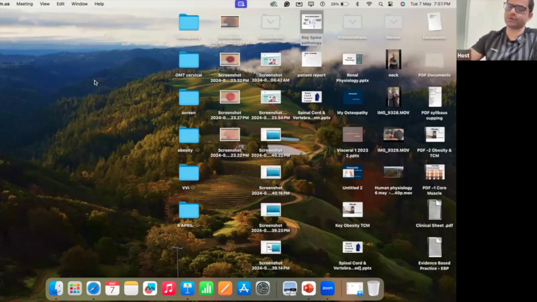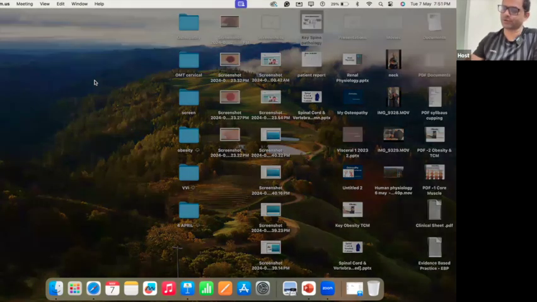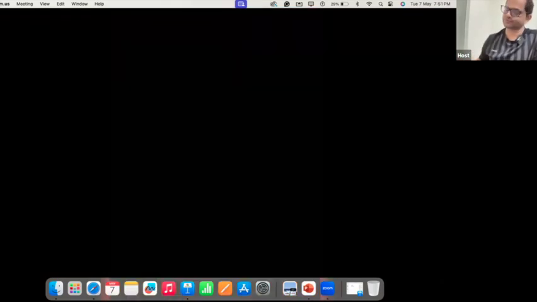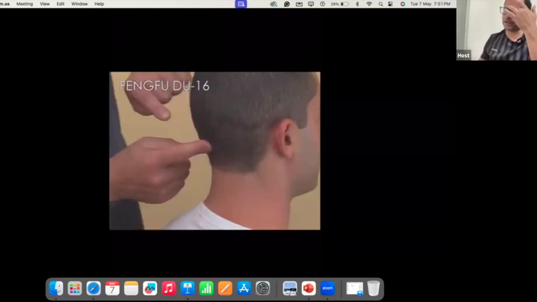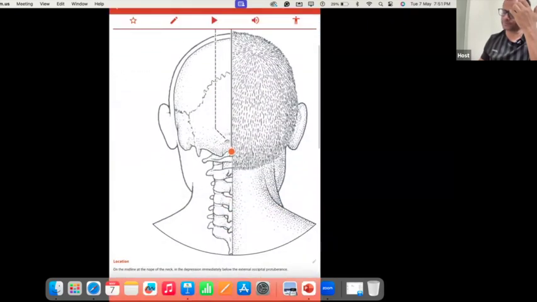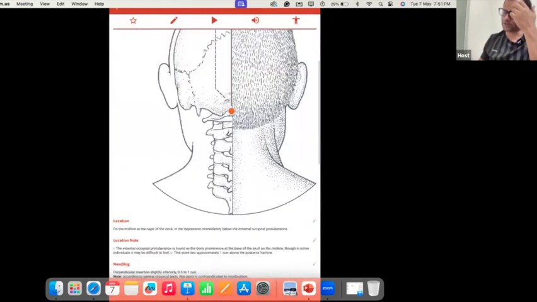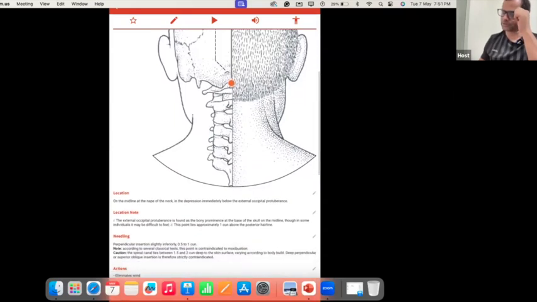I will show you the location of this point now. Very important point, that is governing vessel 16, or Du 16. This is our Du 16 point. We know it from the hairline. This point is a little up. If we go up from the posterior hairline, we find one depression. When we go a little above the hairline, we find a natural depression. Go a little above the hair at the back of your head, and there you will find a slight depression. Right?